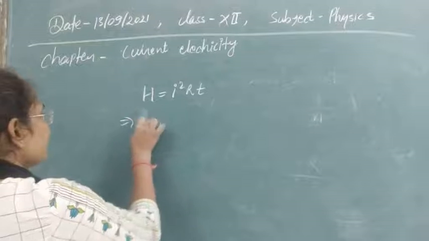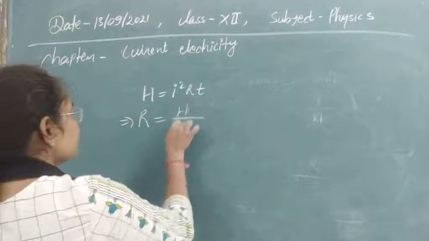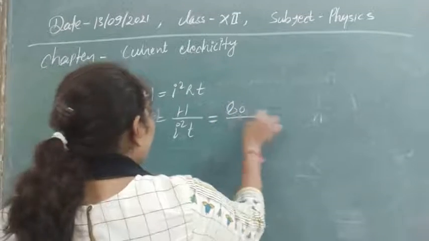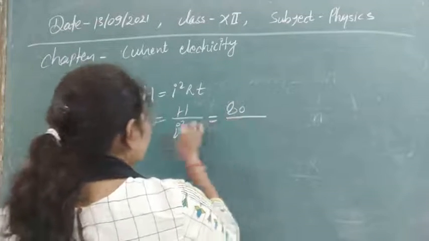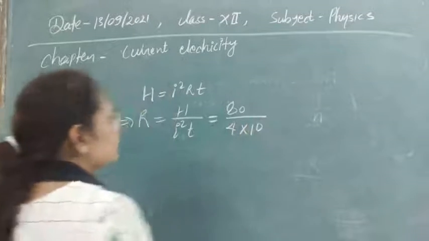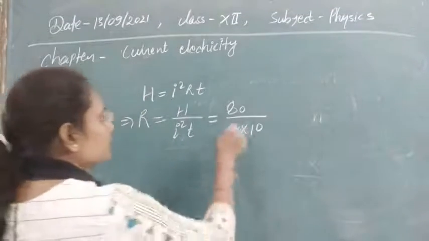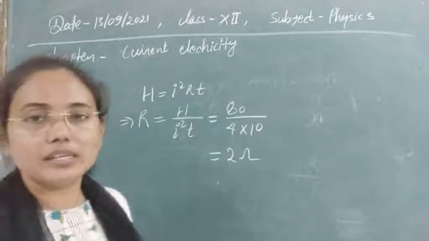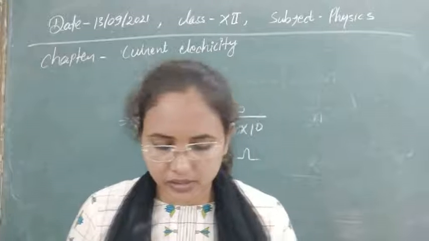So R will be equal to H upon I square t, and H has the value 80 joule. I has the value 2 ampere, so I square will be 4, and the time for which it is flowing is 10 seconds. Now this is equal to 2 ohm. So through this you can easily find the value of resistance.